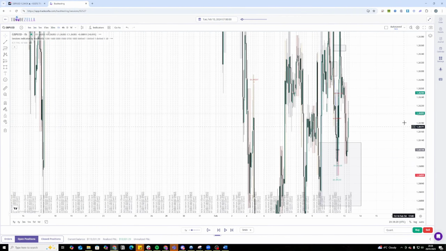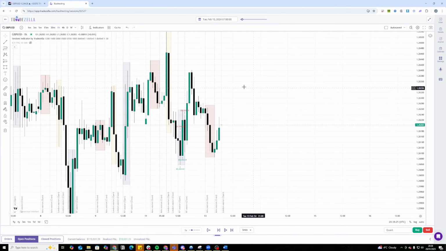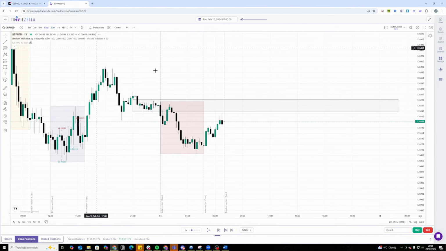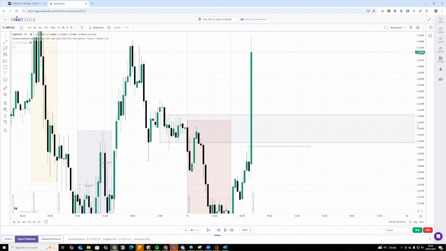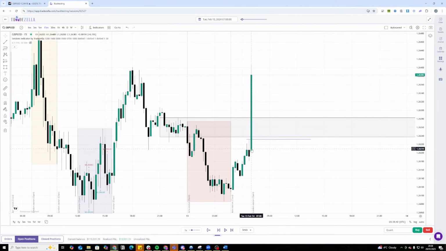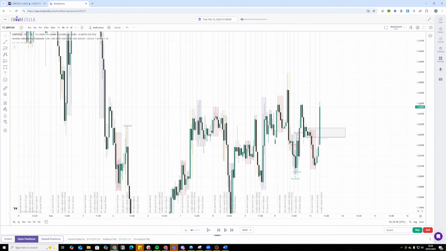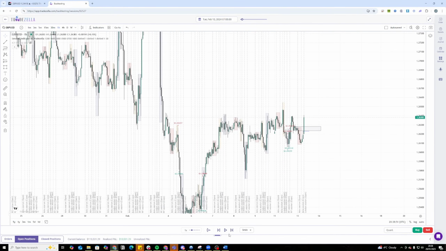Right, so what have we got? Okay, so we've got a 1 hour area of supply here. We do have some inducement before that area because of this. So let's see. Absolutely flies through that. There must have been news here. It'd be like GDP for the UK or something like that. Okay, so we would have never been in that trade, fortunately.